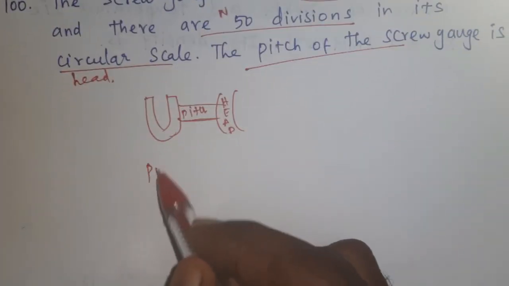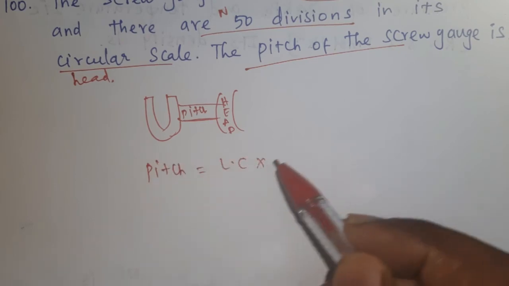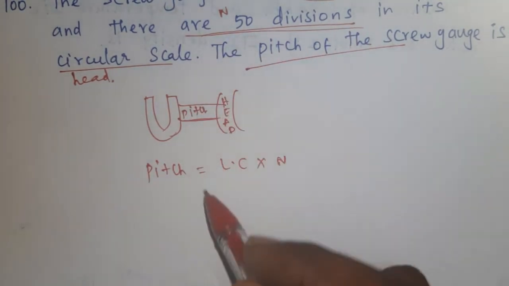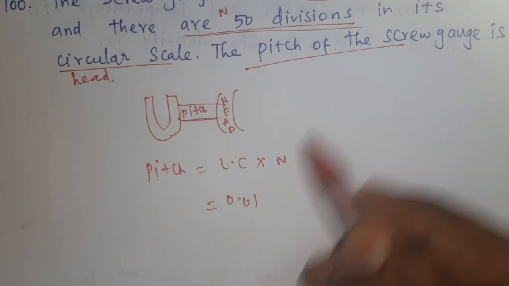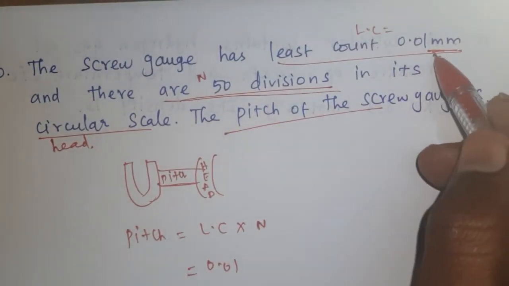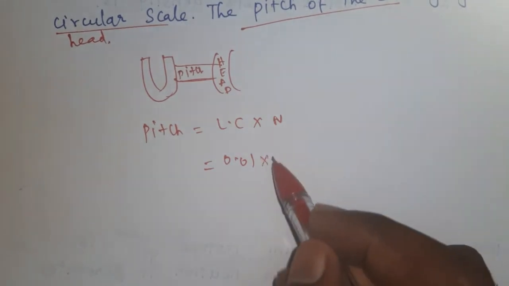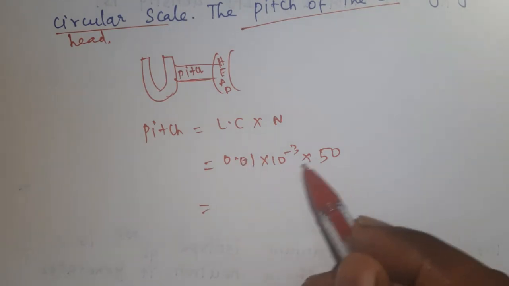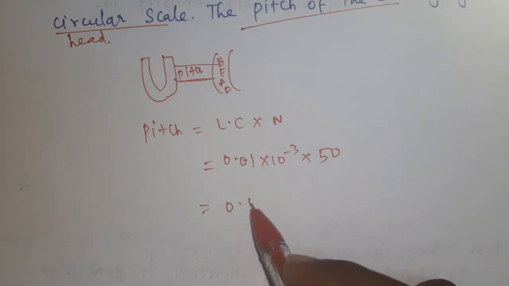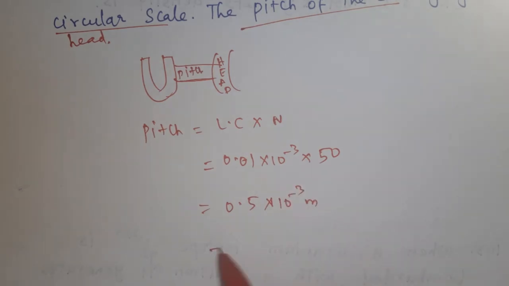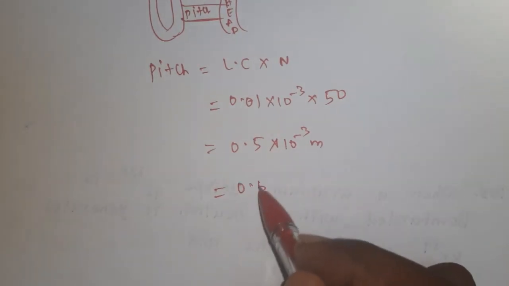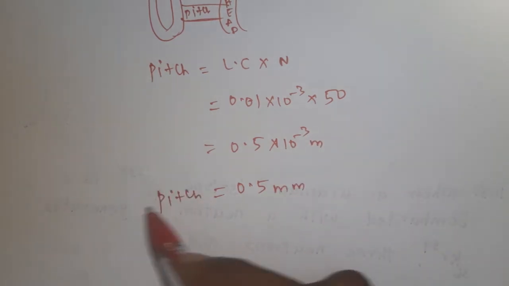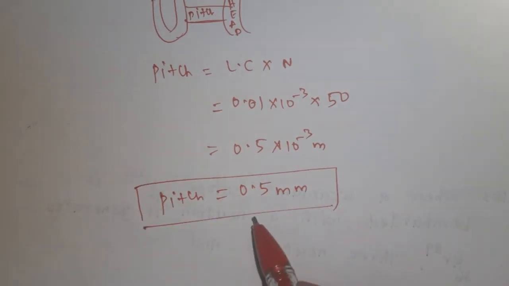Now the pitch formula: pitch is equal to least count into number of divisions. N represents the number of divisions on the circular scale or head scale. The least count is 0.01 millimeter, where milli represents 10 power minus 3. So 10 power minus 3 into the n value they gave, 50 divisions. If you multiply 50 into 0.01, you will get 0.5 into 10 power minus 3 meter. We can also write it in millimeter: 0.5 millimeter. This is the pitch of the screw gauge. This is the answer.